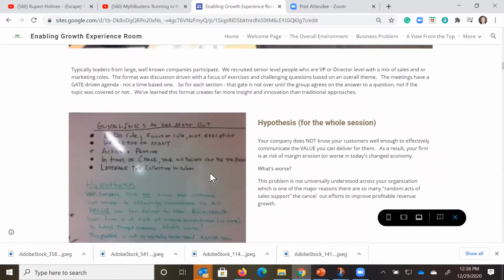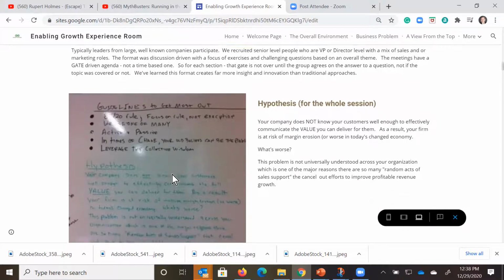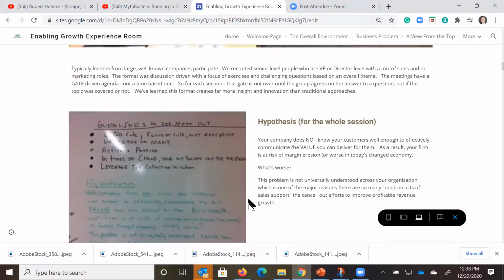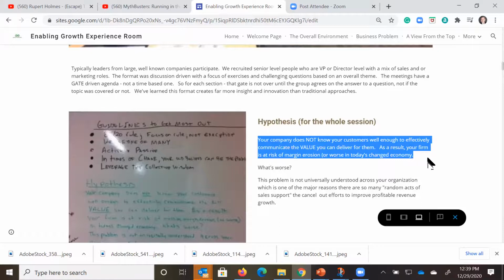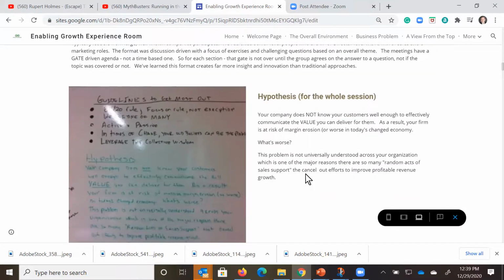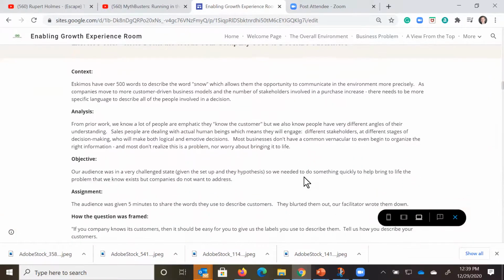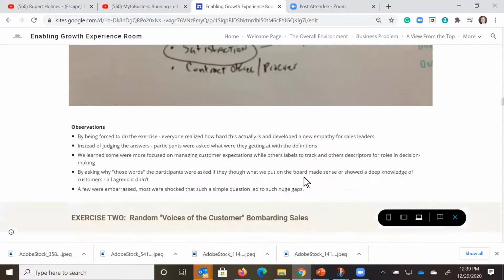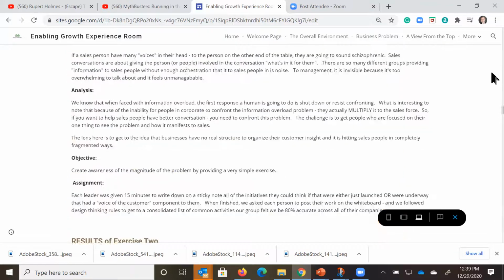And we had challenged, by the way, rules. We had a hypothesis statement. This hypothesis statement was: your company does not know your customers well enough. So the whole day was designed to be challenging. And this is a piece of how we're reassembling all of these different parts. So that's this section.